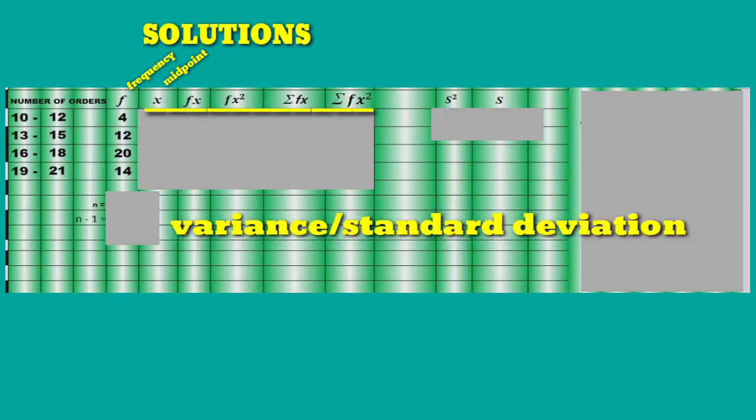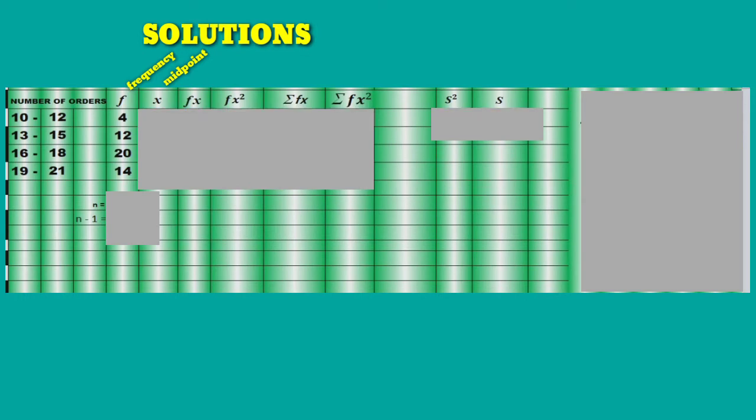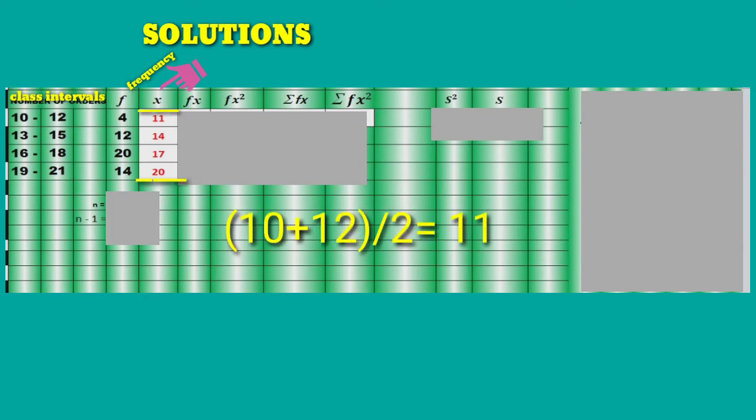So shall we start now solving for your midpoint? How did we get your midpoint? The x is your midpoint. To get the midpoint from your class intervals, you just add its class limits and divide it by 2. The result is your midpoint or your x. To get 11, add 10 plus 12, that is 22. 22 divided by 2 is 11. To get 14, add 13 plus 15, that is 28. 28 divided by 2 equals 14.